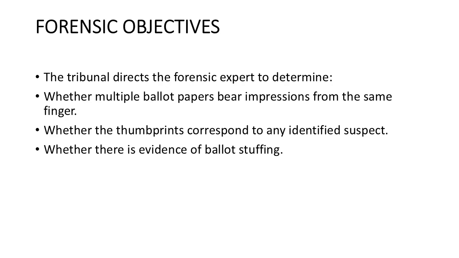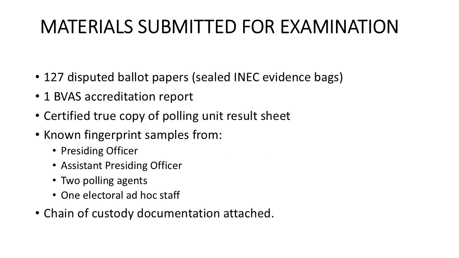What you need to obtain are these materials. Number one, you need the disputed ballot papers, those 127 disputed ballot papers. And when they bring them, you must confirm that they brought them in a forensically sealed container. Then another thing is the BVAS accreditation report for that polling unit, then a certified true copy of the polling unit result sheet.